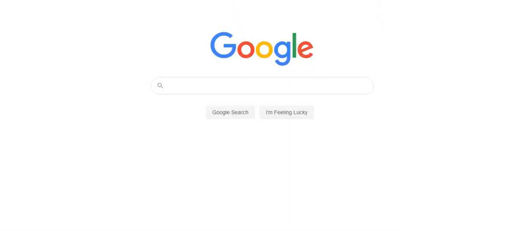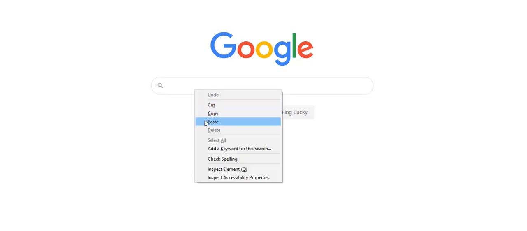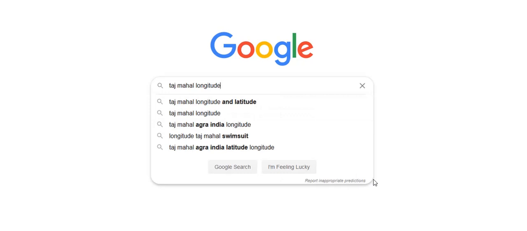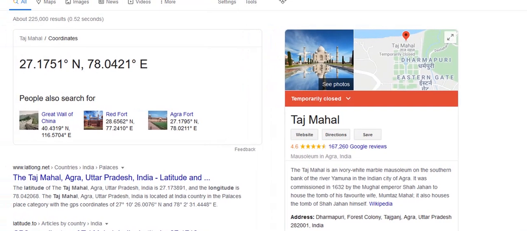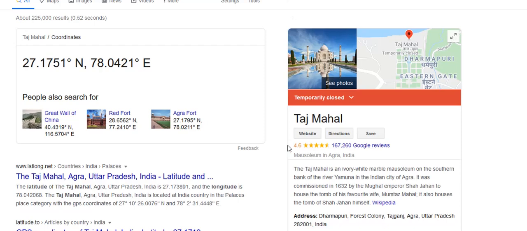Let's get the longitude and latitude for a couple of our favorite locations. The first will be the Taj Mahal in India. So I type Taj Mahal longitude and I get the longitude and latitude for the Taj Mahal. Now, if the longitude is north, it's a positive number. If the latitude is east, it's also a positive number.